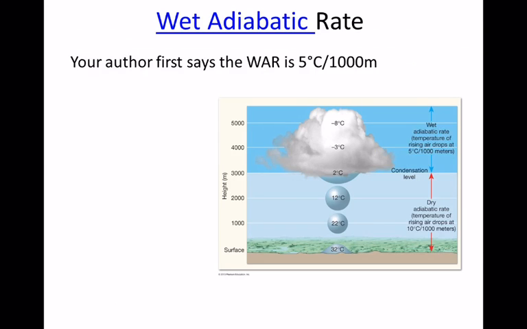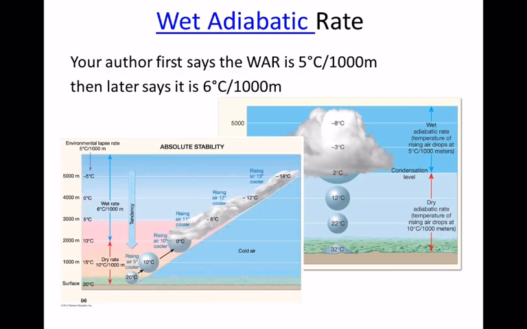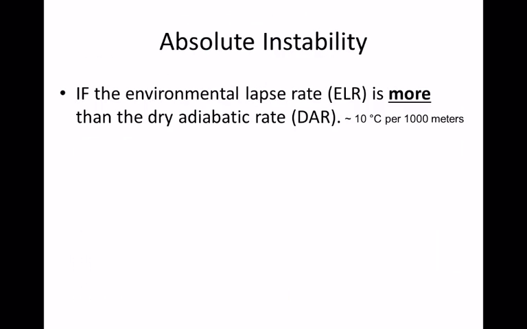This is my little slide to show you a bit of what we're up against. This was the slide we last looked at, and it's cooling at 6 degrees Celsius for every kilometer it rises. This is the slide we looked at earlier. It's cooling at 5 degrees Celsius for every kilometer it rises. That's okay. If that's the worst thing the textbook has, we're in good shape. Now we are going to look at absolutely unstable.